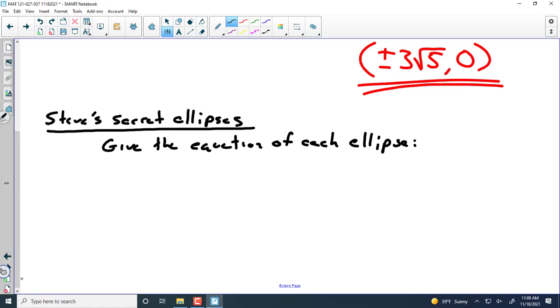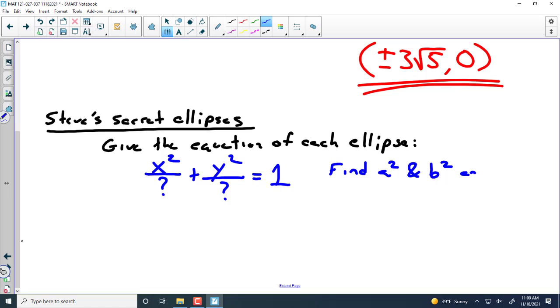Now, when I say we're going to be giving the equation of each ellipse that I describe, if I say we're going to give an equation of an ellipse, you already know the game. You already know you're going to be doing x squared over something plus y squared over something equals 1. Your job is to find a squared and b squared and put them in the right places.